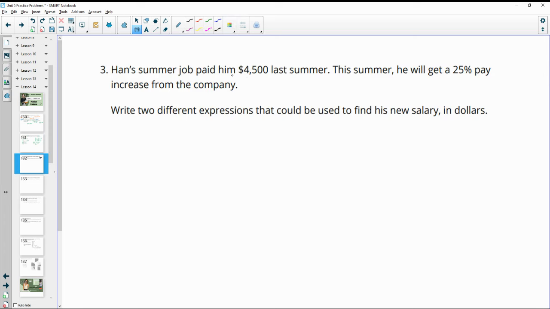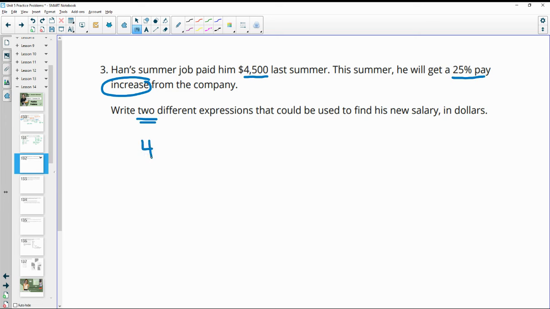Number 3, Hans' summer job paid him $4,500 last summer. This summer, he will get a 25% pay increase from the company. Write 2 different expressions that could be used to find his new salary.